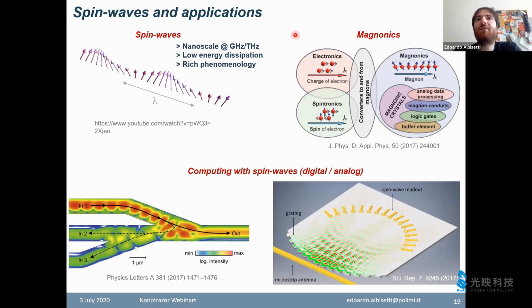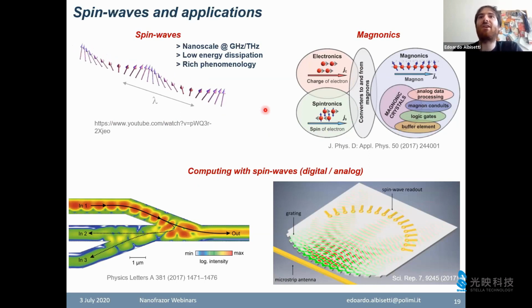And then you have a very rich phenomenology, which is also a drawback in some situations, because it's extremely complex to control all the parameters involved in spin waves to be able to really manipulate them and build devices with them. The phenomenology is so rich that you can sometimes be overwhelmed by all the interactions that are involved in spin waves. For one example, spin waves can interact with themselves.